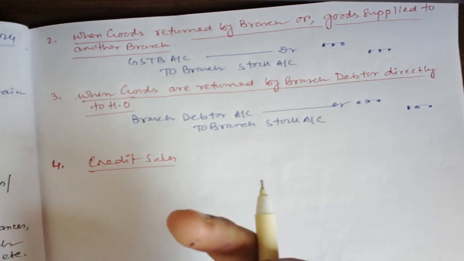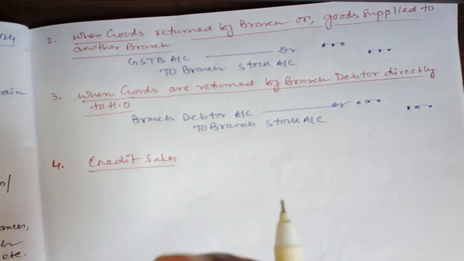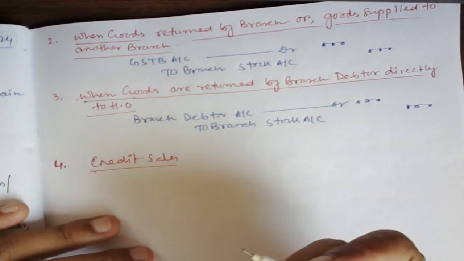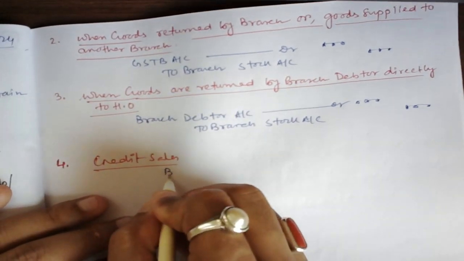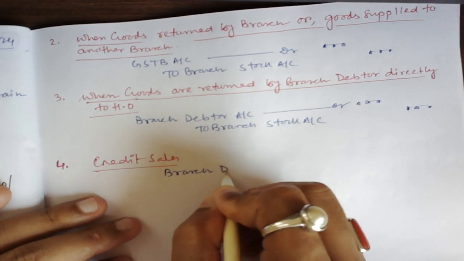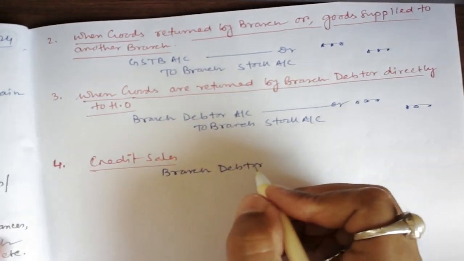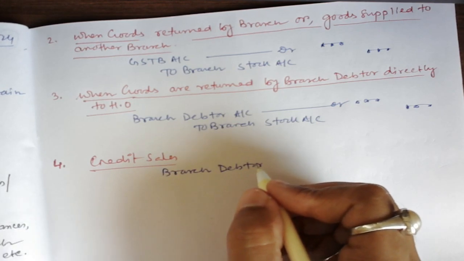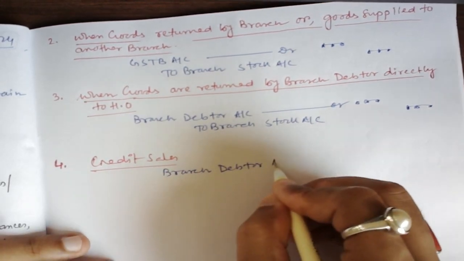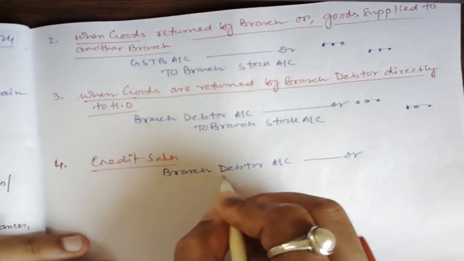So in that given case, as it is very important to record all the transactions mostly through the branch stock account, when we sell any goods to the customer on a credit basis, definitely customer account debit to branch stock account. But here there is no such customer account at all. Here the name is branch debtor account. So can I write here branch debtor account debit to branch stock?